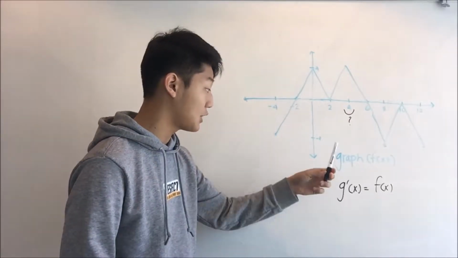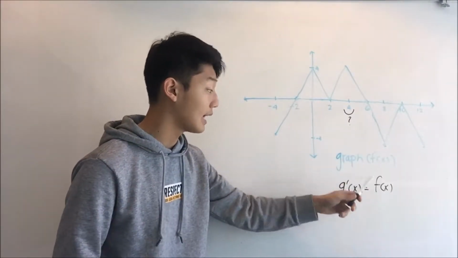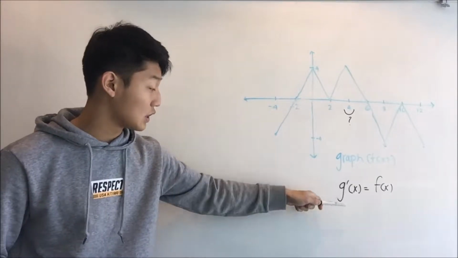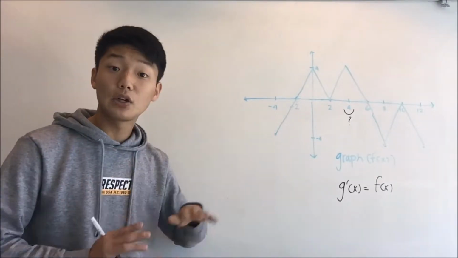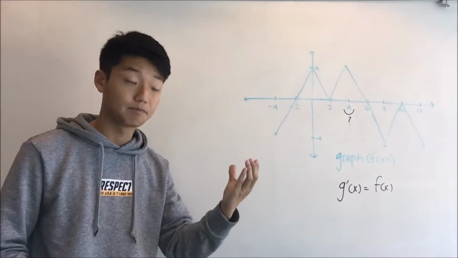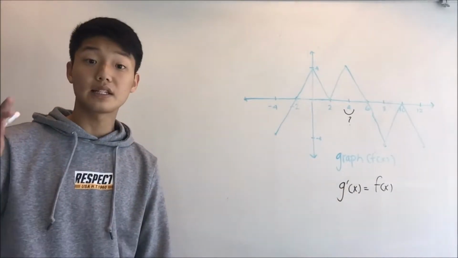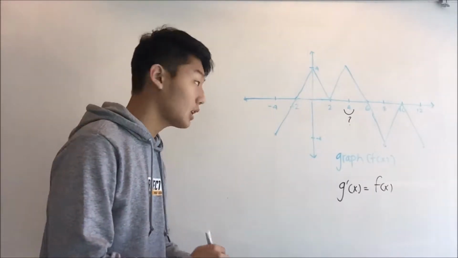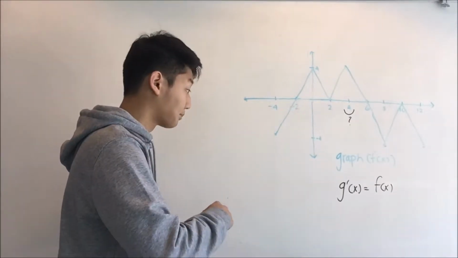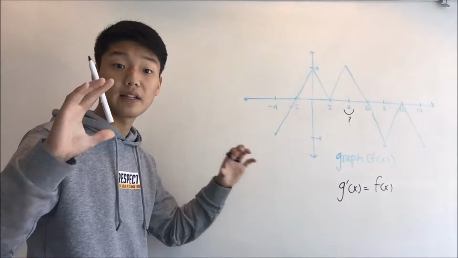If the slope of g prime x, which is f of x, don't get confused with that, is increasing, it is concave up. If the slope of g prime x is decreasing, it is concave down. So what you've got to do is think like this.